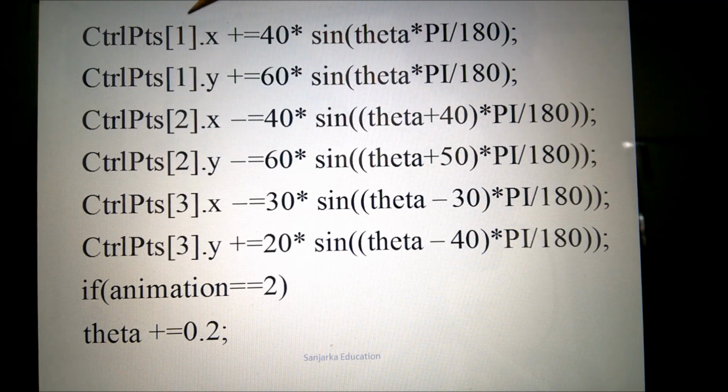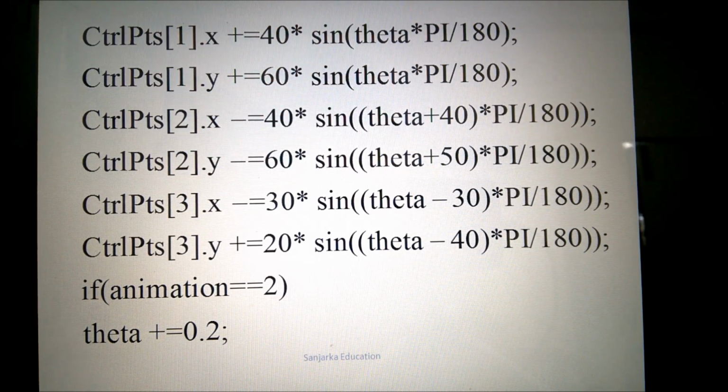Here you can see the first control point we are not touching. This is the second control point. The x coordinate of the second control point we are changing sinusoidally. Why sinusoidal? Because sine varies from 1 to -1. Therefore we are changing theta, and therefore this function will change, and its value will be from -1 to 1. As a result, you can see that the x coordinate of the control point will be changing. Exactly similarly, the y coordinate will also be changing. We are changing the control point coordinates.